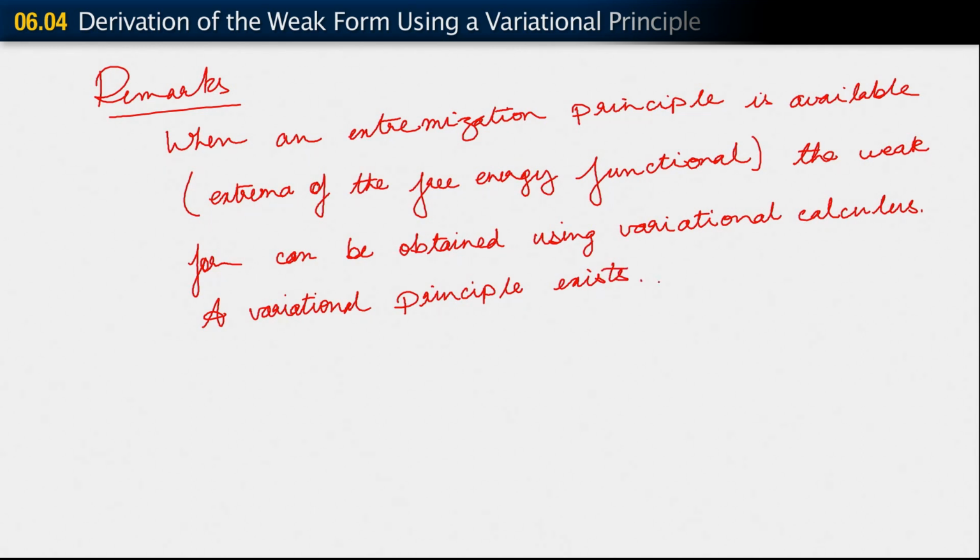All right, so this is a useful thing to know. Now, what we see in this case is that, of course, we get back the weak form when we invoke elasticity. However, we also know that the same weak form works for other problems as well. It works for heat conduction, it works for mass diffusion. So one can ask the question, what about those problems?